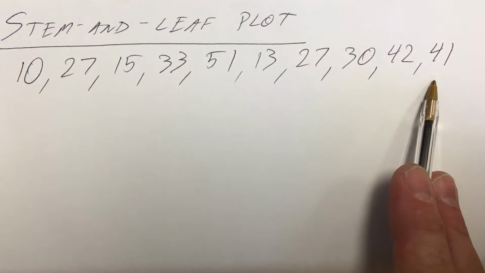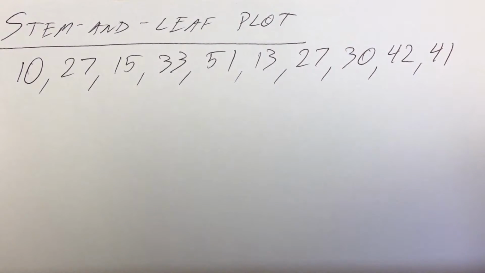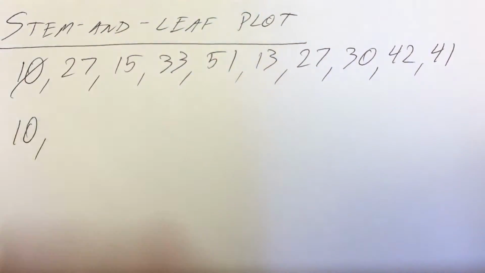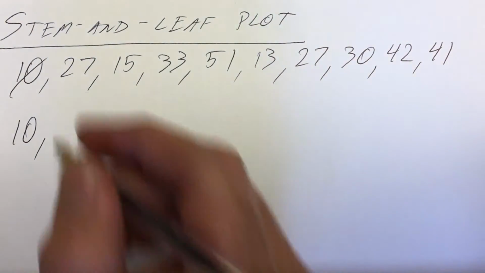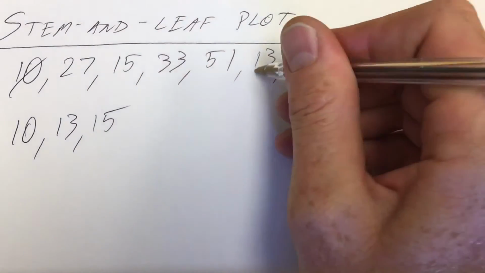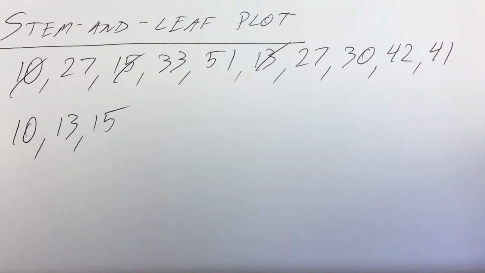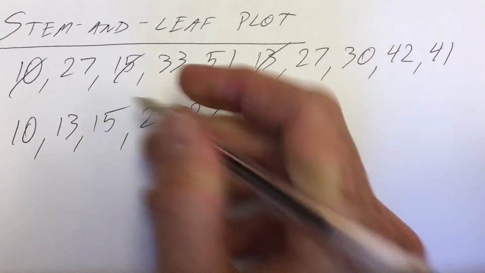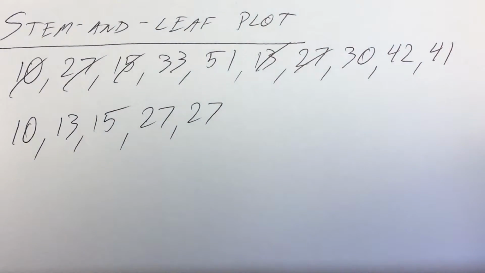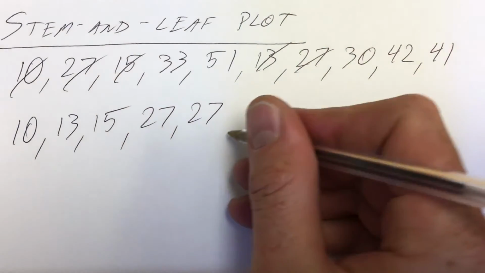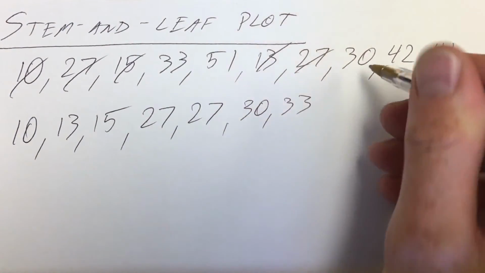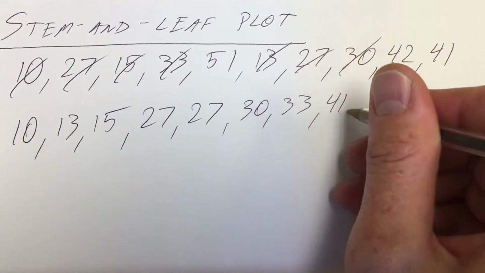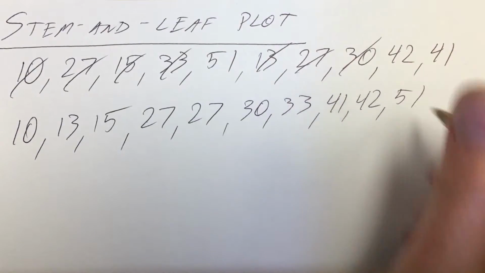Most of the time, again, when you have data given, it's best to organize the data from least to greatest. If we rewrite these numbers, the smallest number would be 10. The next would be 13 and 15. After 13 and 15, we do have two 27s. After the 27s, we have 30 and 33. And then we have 41 and 42, followed by 51.